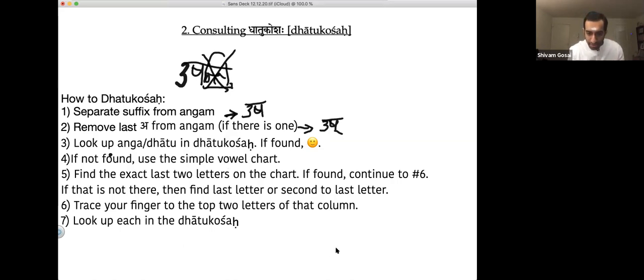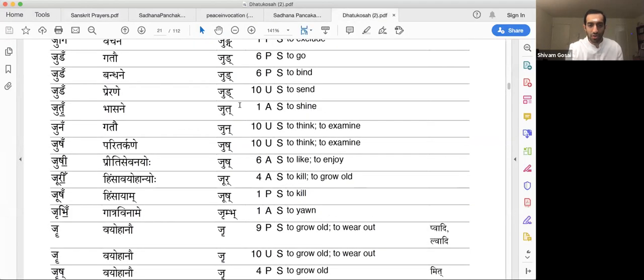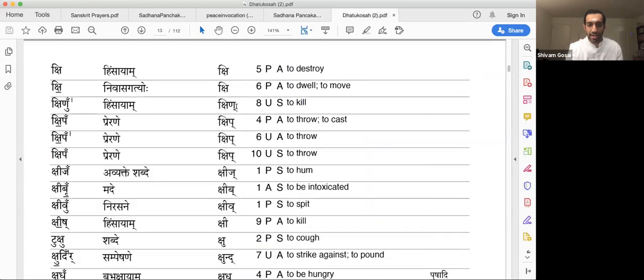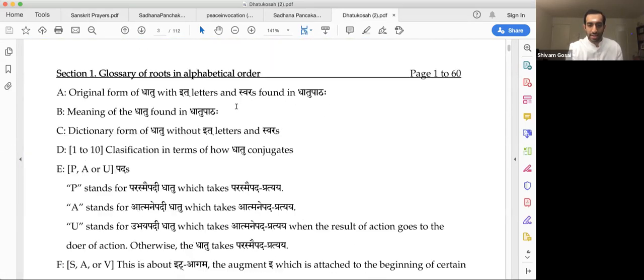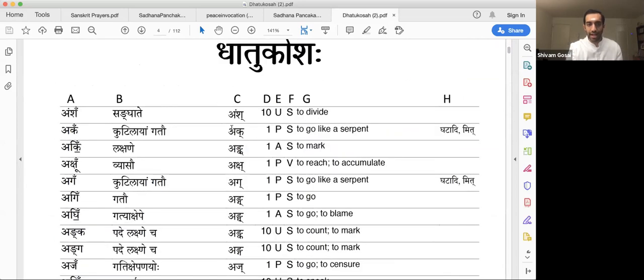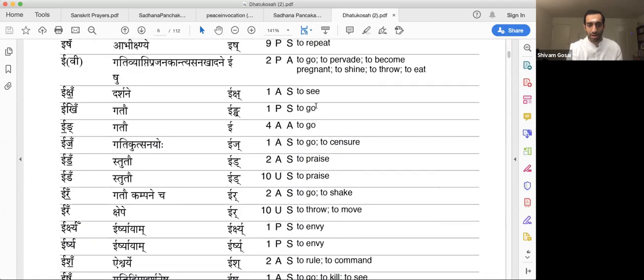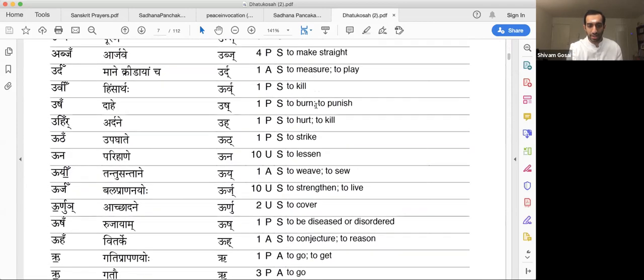So let me pull up a dhatu kosha so we can do that. Okay, so I'm going to look up ush. If I start from the beginning, remember, looking at this, the third category is the dhatu, fourth is the gana, fifth is the pada, and this seventh category right here is the definition. So if I look at ush, which would be on our page here somewhere, let's find it.